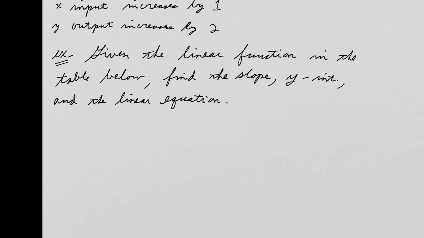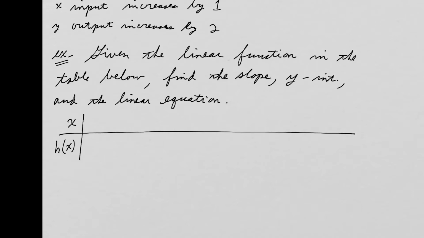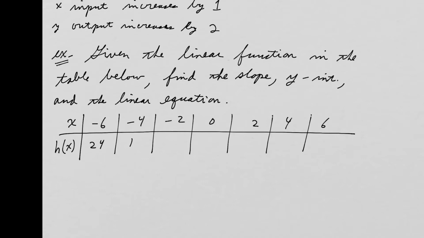Okay, so here's my table. My input, and let's say the function I'll call h, so this is h of x. So -6, -4, -2, 0, 2, 4, 6. And let's say this is 24, 18, 12, 6, 0, -6, -12.